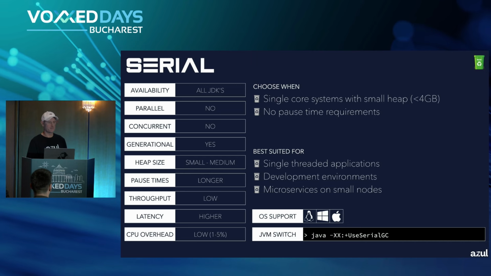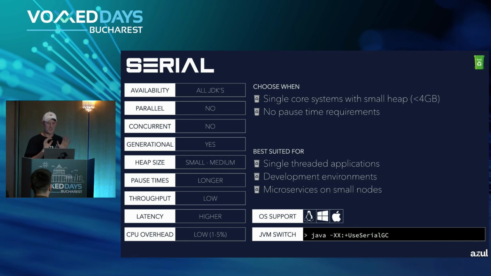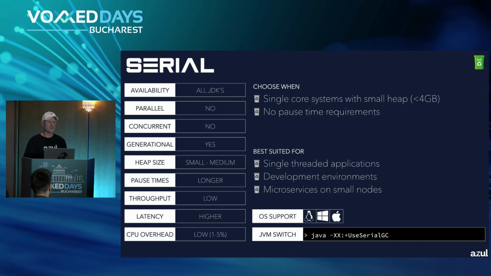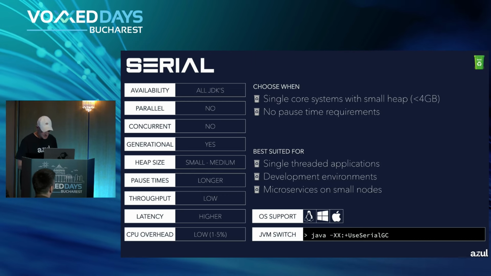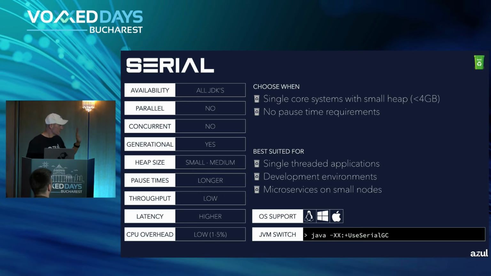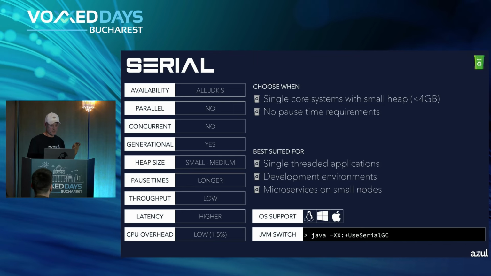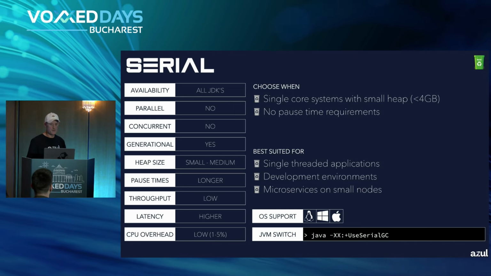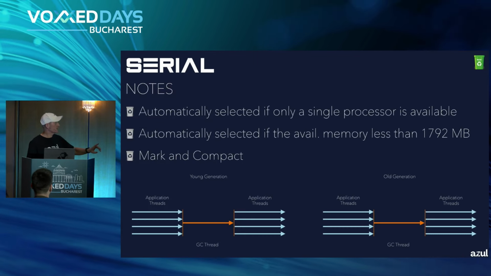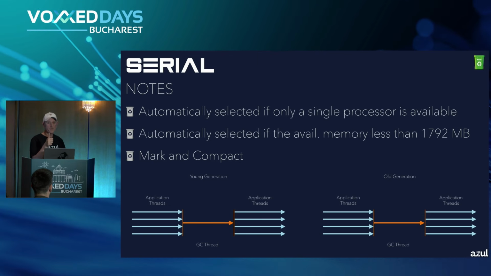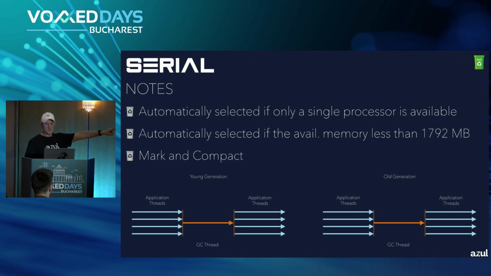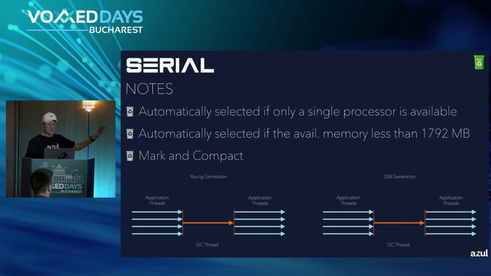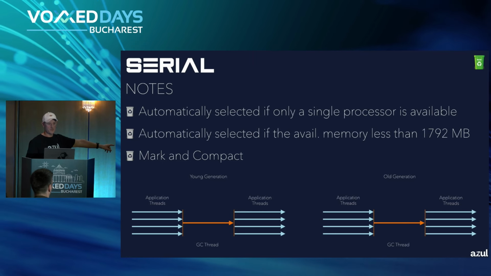You will see why. Because you said, most of you don't set a garbage collector, right? Then this one comes into play. Because what happens is, the serial garbage collector will be selected by the JVM automatically if you don't specify a garbage collector, if you only have one CPU, or if you have less than 1.8 gigabytes of RAM. If you don't specify it, you will get this one, right?